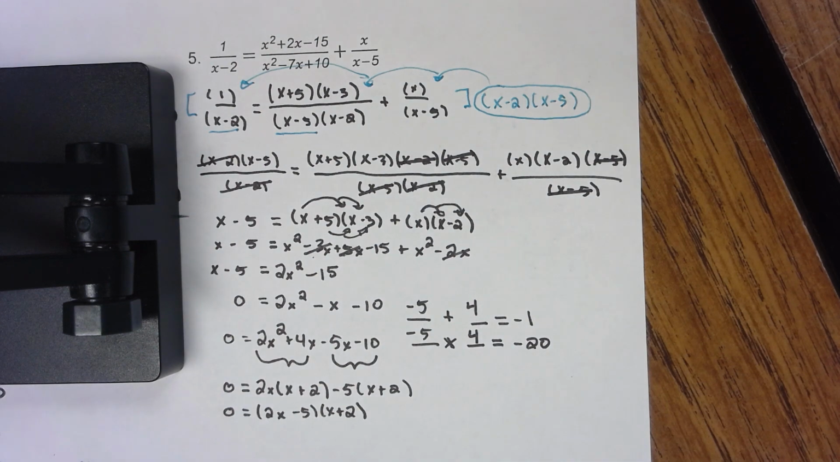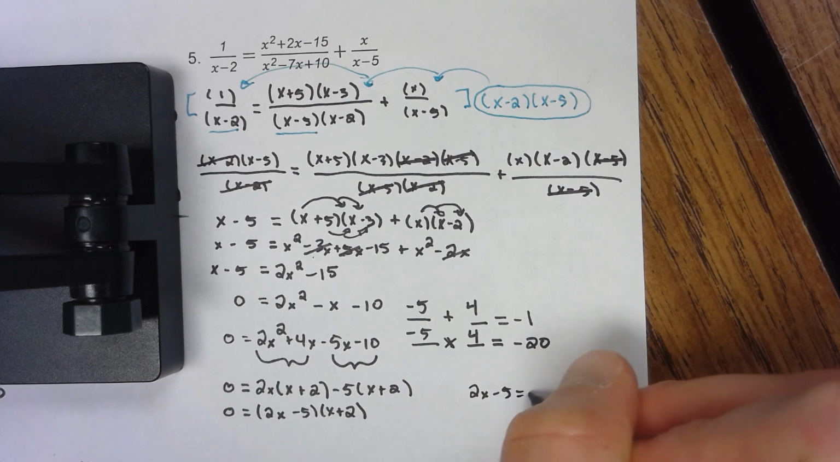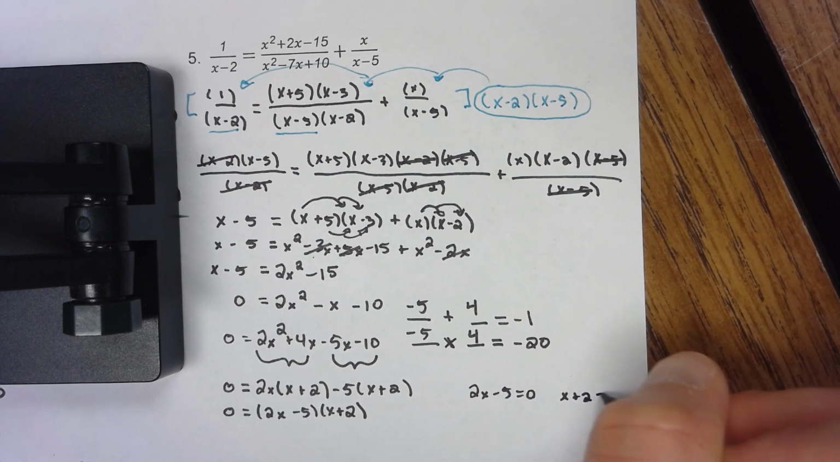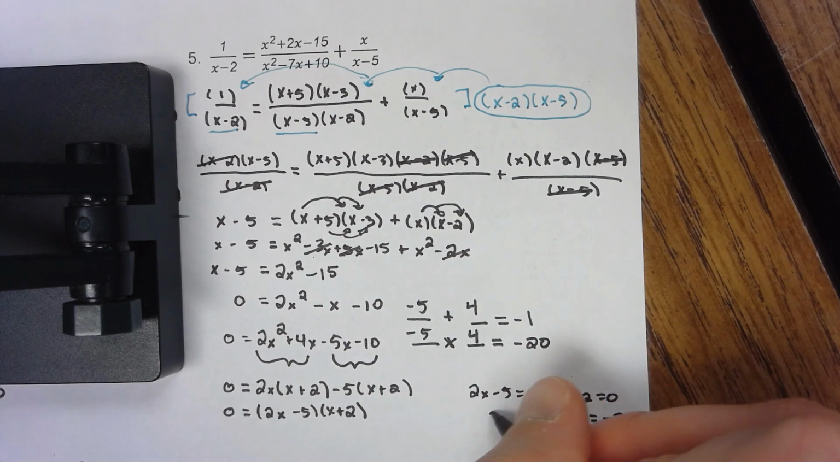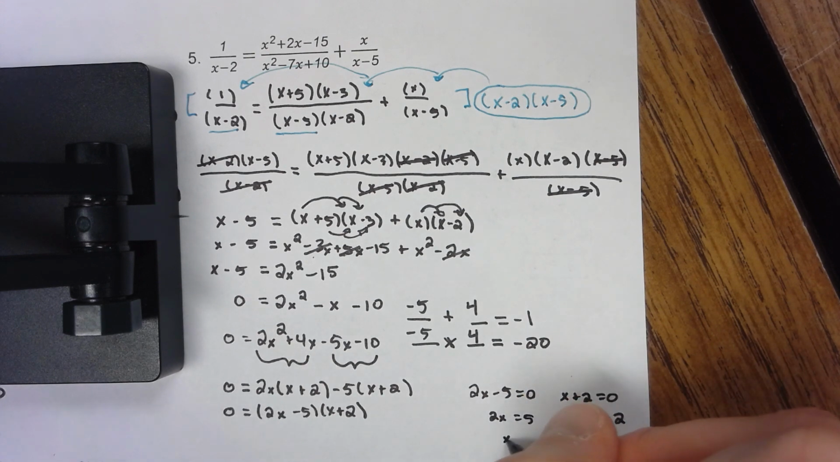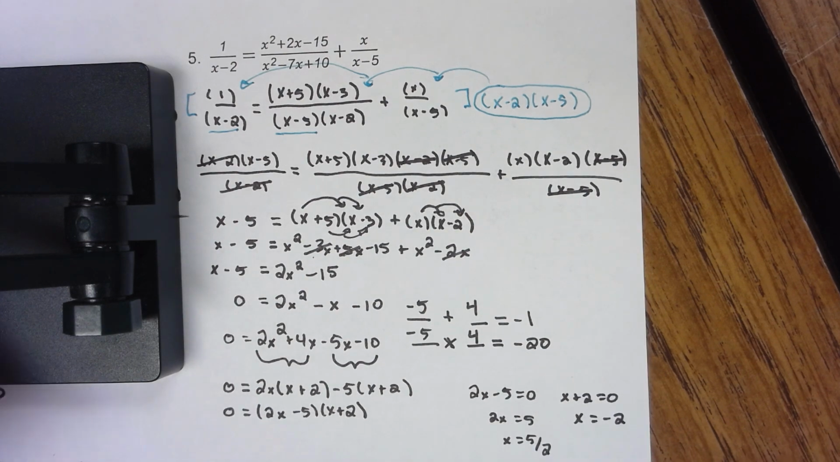Now that we factored, to come up with our solutions, we just take each one of these factored terms and set them equal to 0. So 2x minus 5 equals 0, x plus 2 equals 0. And I get that x equals negative 2, 2x equals 5, so x equals 5 halves. So our solutions are x equals 5 halves and x equals negative 2.